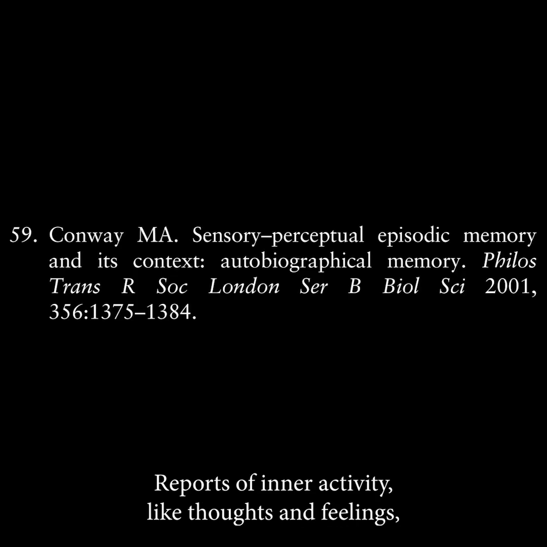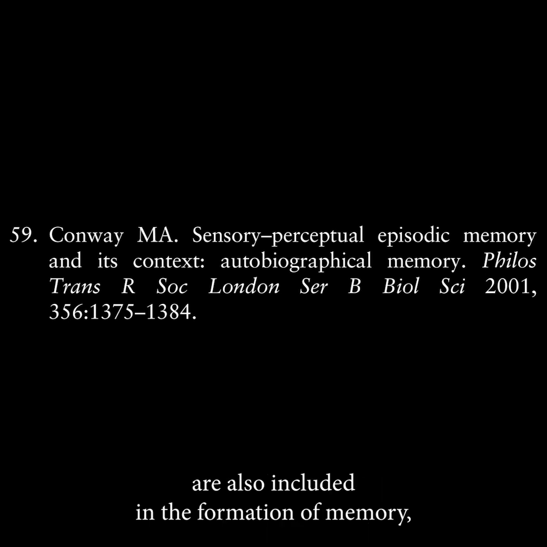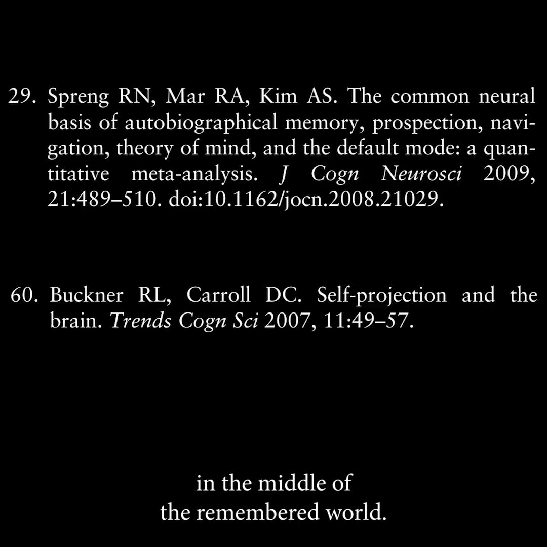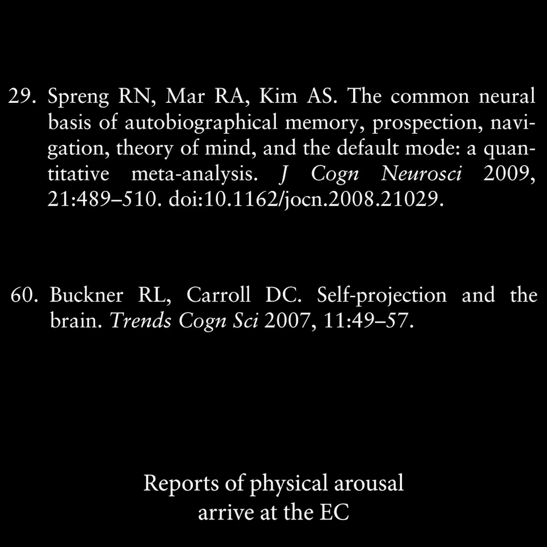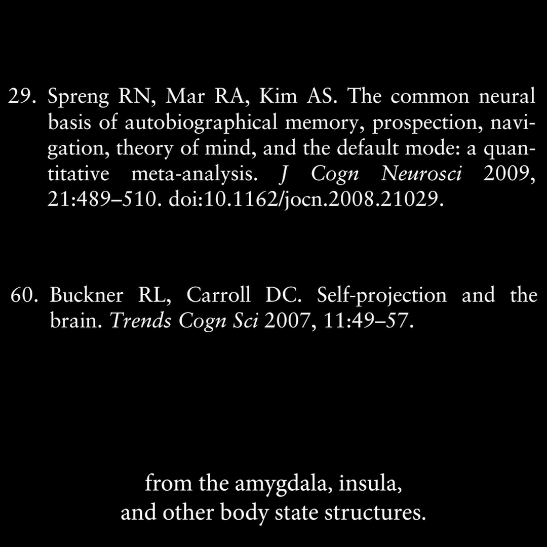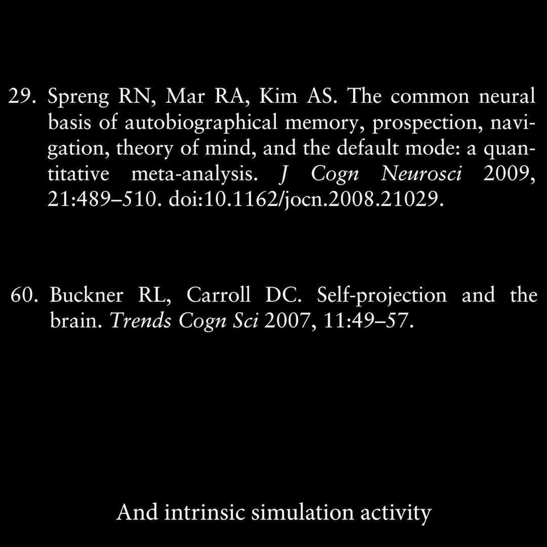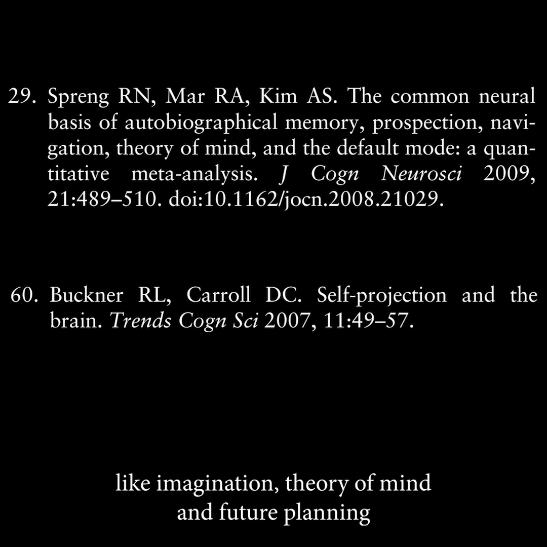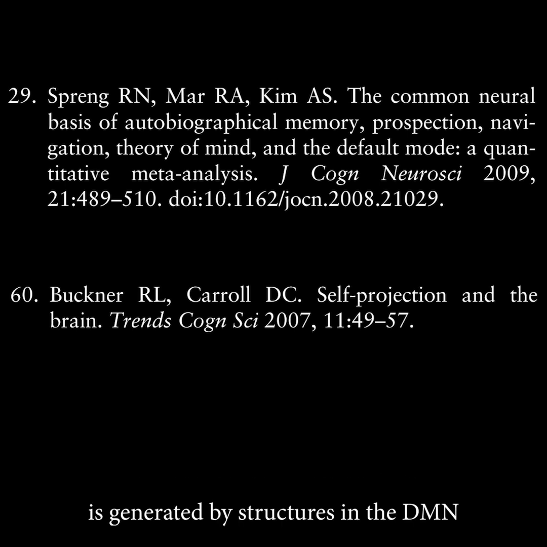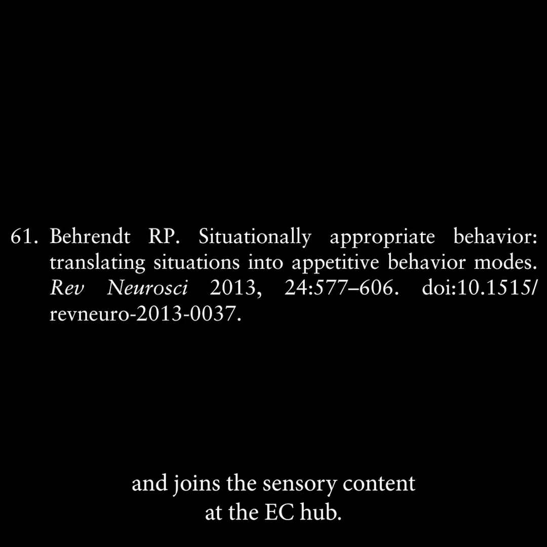Intrinsic reports. Reports of interactivity, like thoughts and feelings, are also included in the formation of memory, giving rise to a remembered self in the middle of the remembered world. Reports of physical arousal arrive at the EC from the amygdala, insula, and other body state structures, and intrinsic simulational activity, like imagination, theory of mind, and future planning, is generated by structures in the DMN and joins the sensory content at the EC hub.